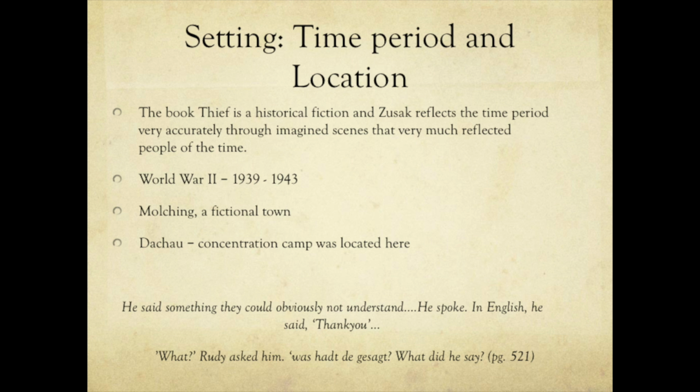He said something they could obviously not understand. He spoke in English. He said thank you. What? Rudy asked him. Was hat du gesagt?